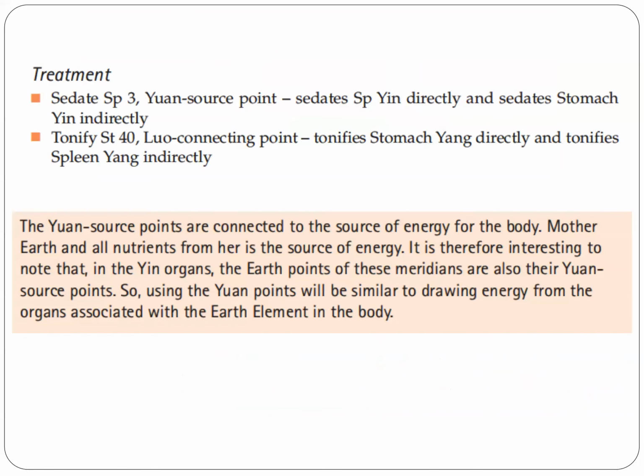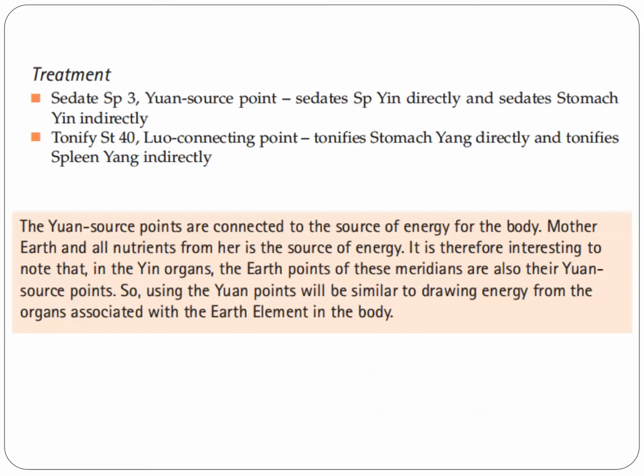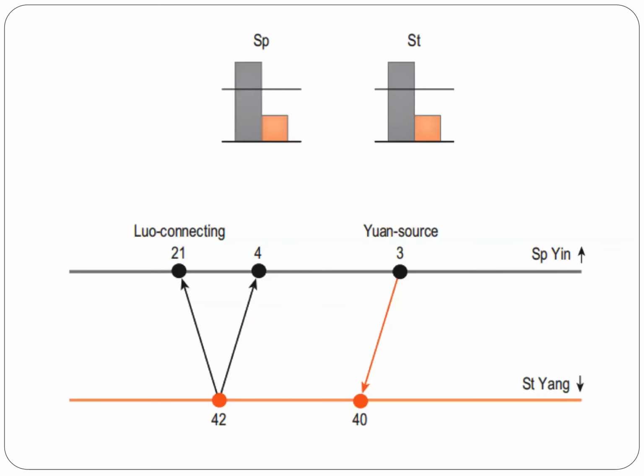So, treatment. We sedate spleen 3 because in this case we have a very excess yin, and we tonify stomach 40. So sedate spleen 3, the yuan source point, to sedate spleen yin directly and sedate stomach yin indirectly. Tonify stomach 40, the luo connecting point, to tonify stomach yang directly and tonify spleen yang indirectly.